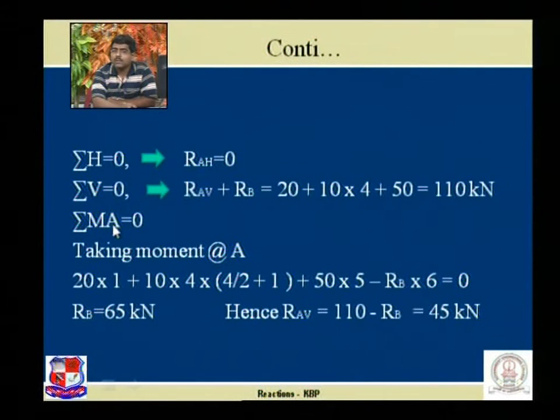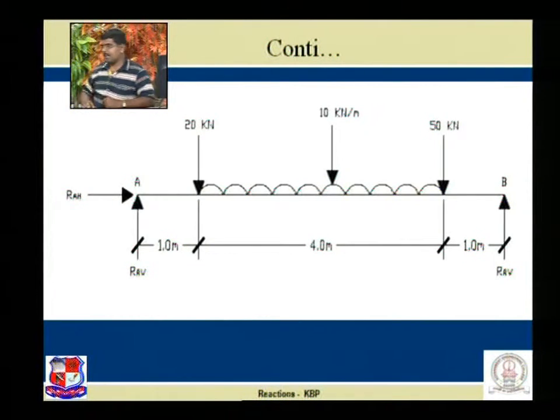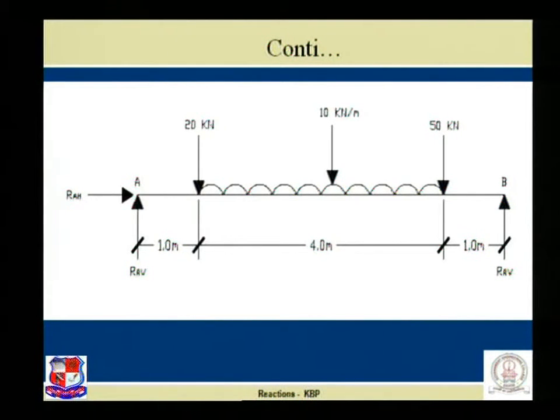We have to use the third equation to find out any one of the reactions. If we take sigma MA is equal to 0, we will be able to obtain RB, and if we take sigma MB is equal to 0, we will achieve RAV. So right now, we will take sigma MA is equal to 0 in this figure. Let's do the same problem over here.